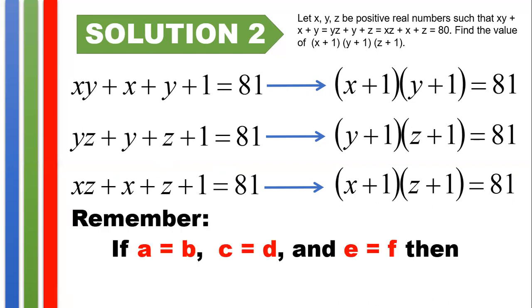And we have a property in algebra that if A equals B, C equals D, and E equals F, then the product of the numbers on the left-hand side, namely A times C times E, or ACE, is equal to the product of the terms on the right-hand side. That is B times D times F, or BDF.